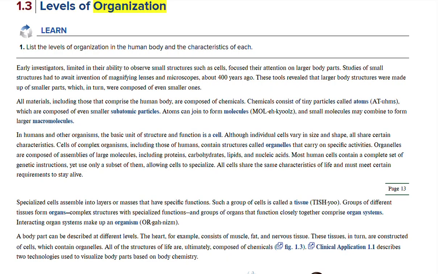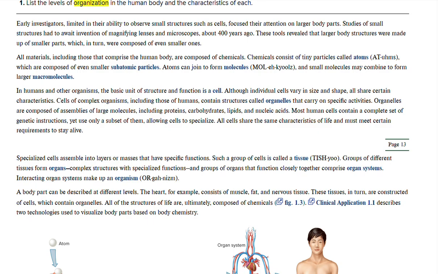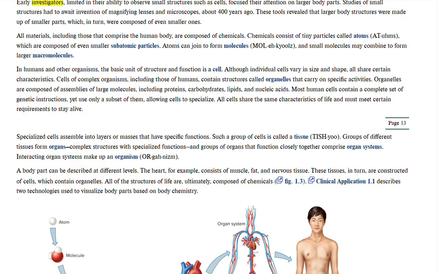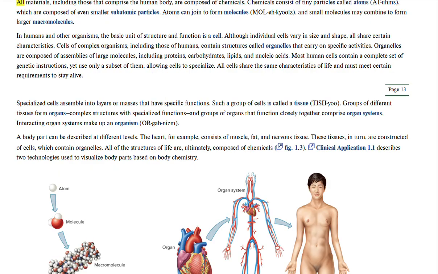1.3 Levels of organization. Learn. List the levels of organization in the human body and the characteristics of each. Early investigators, limited in their ability to observe small structures such as cells, focused their attention on larger body parts. Studies of small structures had to await invention of magnifying lenses and microscopes, about 400 years ago. These tools revealed that larger body structures were made up of smaller parts, which, in turn, were composed of even smaller ones. All materials, including those that comprise the human body, are composed of chemicals.